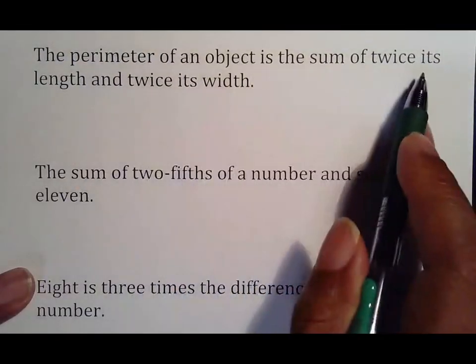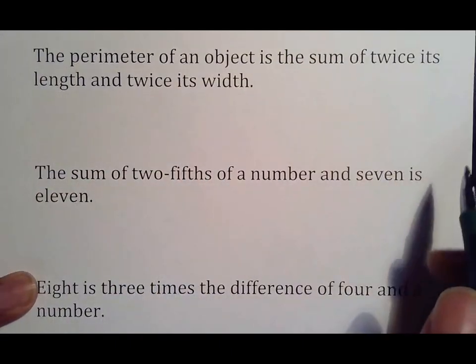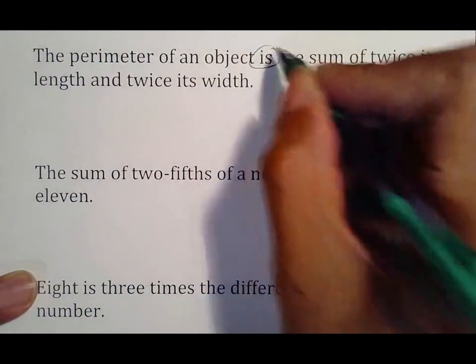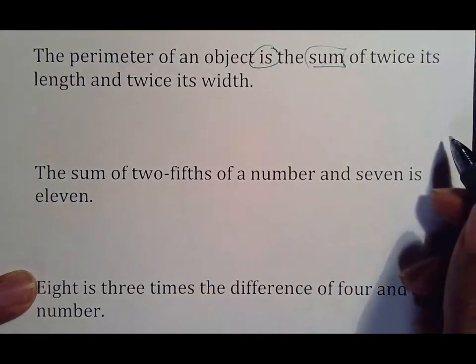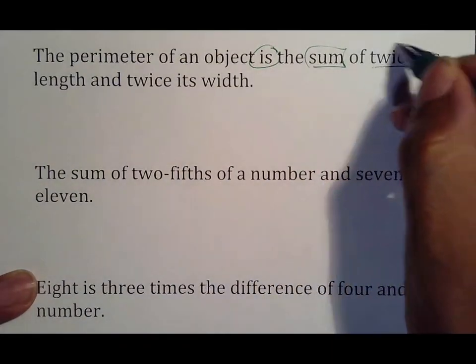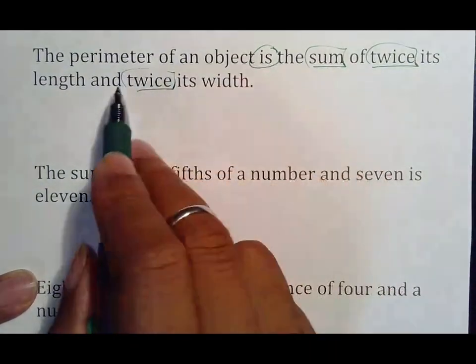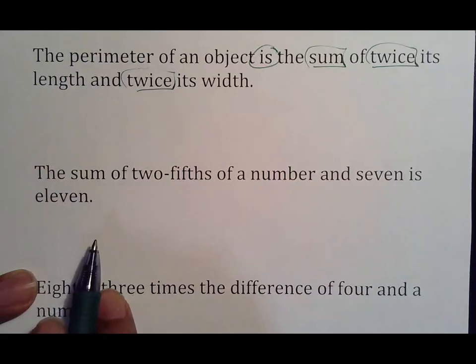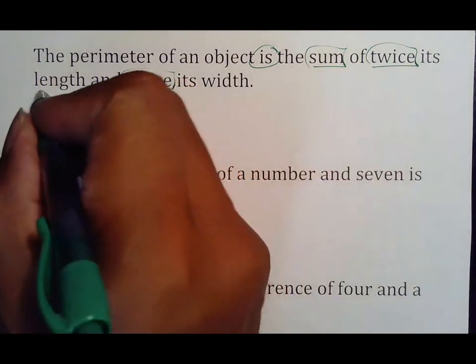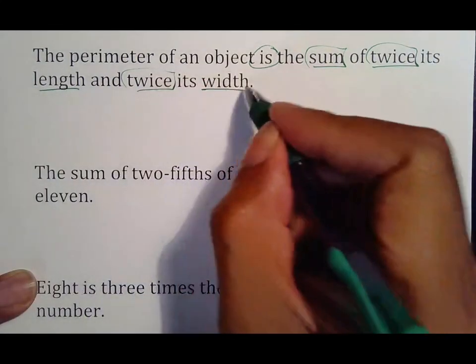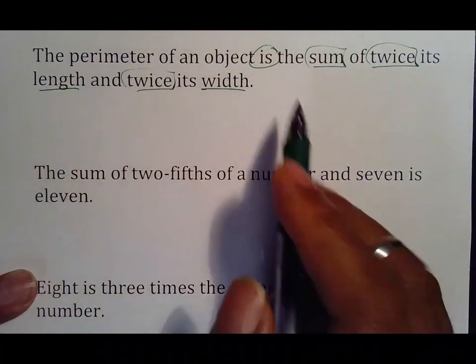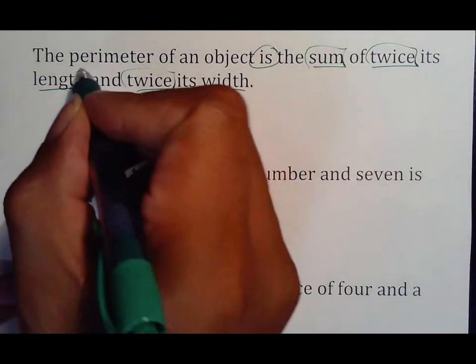The perimeter of an object is the sum of twice its length and twice its width. So again, I see "is," I see "sum." The first thing I do is look for things I know. I see "twice" here, I see "twice" here. Remember, twice means two times. Those are all operations and equal signs. Now I need some things to underline. It's twice its length, which would be a variable, twice its width, which would be a variable, and what I need is something in front of here, which I believe is the perimeter.